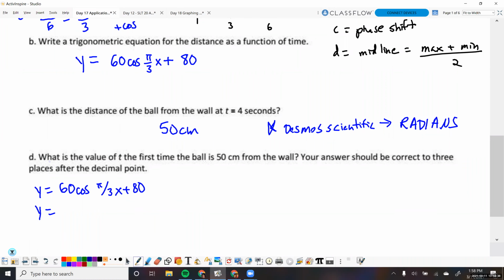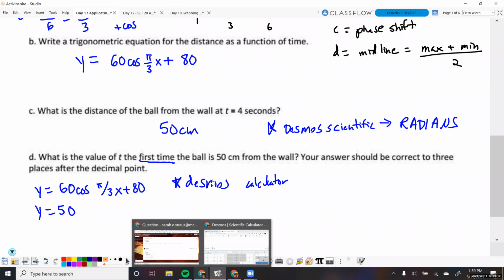Letter D says, what is the value of T the first time the ball is 50 meters from the wall? Now, I think it might be 4 because we just got 50 at 4 seconds, but I could be wrong on that. This is how we're going to do it. We are going to put both of these equations in Desmos Graphing. Actually, it's just the Desmos Calculator. And I think that one defaults to radians. I don't know. I've never had to switch it. It seems to work just fine.